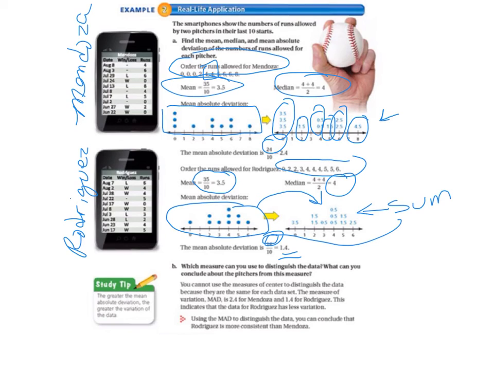So Mendoza has more variation from the mean than Rodriguez does. So we want, in pitching anyway, we want to have a pitcher that doesn't have very much variation at all. We want to be able to count on our pitcher.